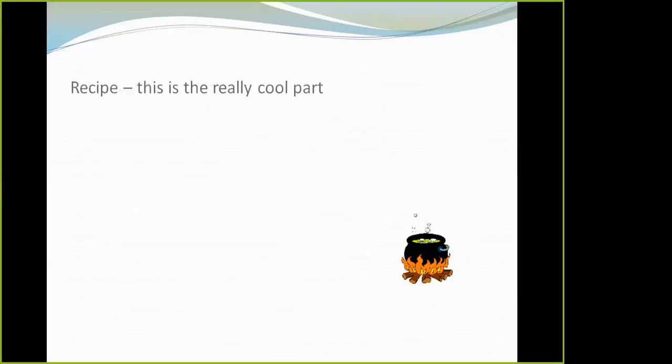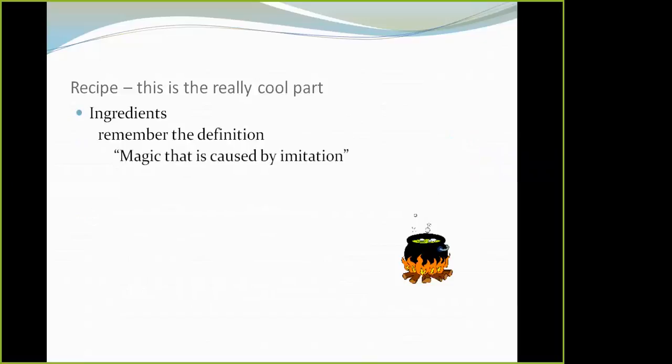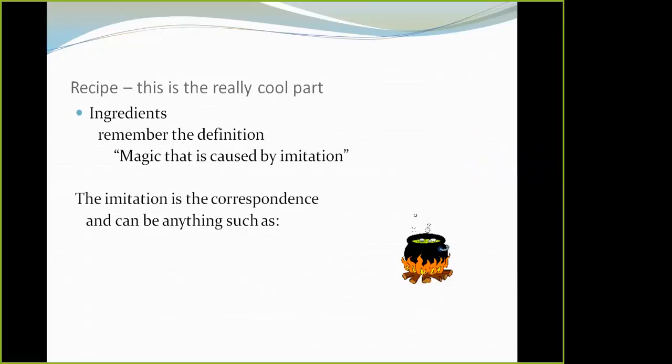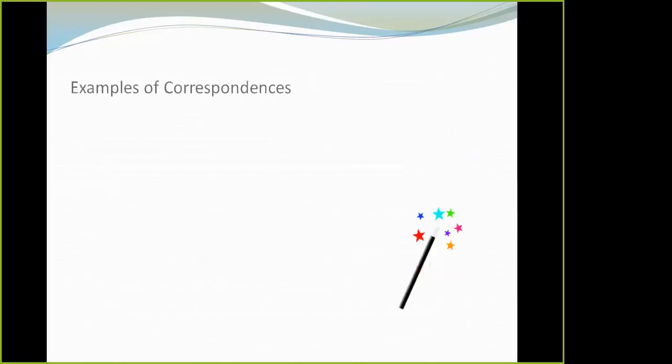The recipe. This is the really cool part. The ingredients. Remember the definition: magic is caused by imitation. So the imitation is called the correspondence. And it can be anything, such as actions, a thing, a colour, words, a song, a chant. I'll give you some examples of correspondences.